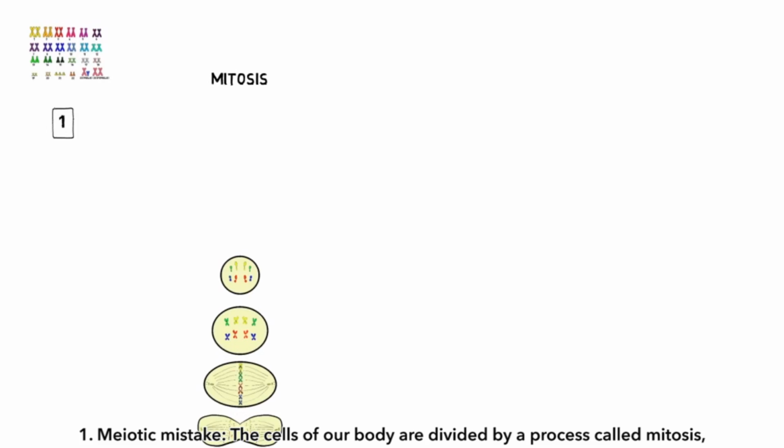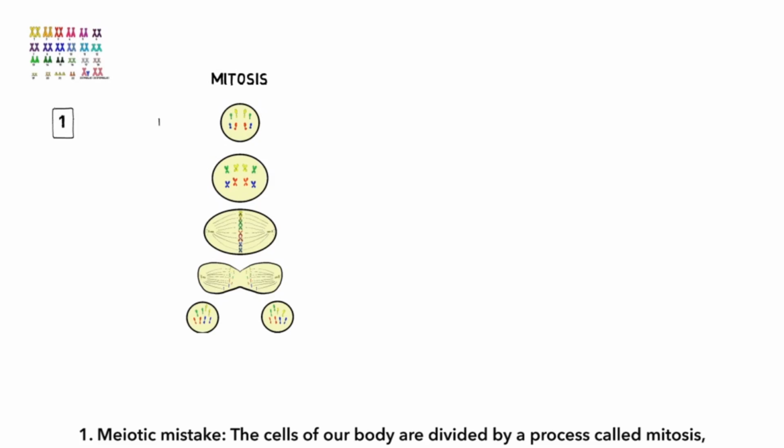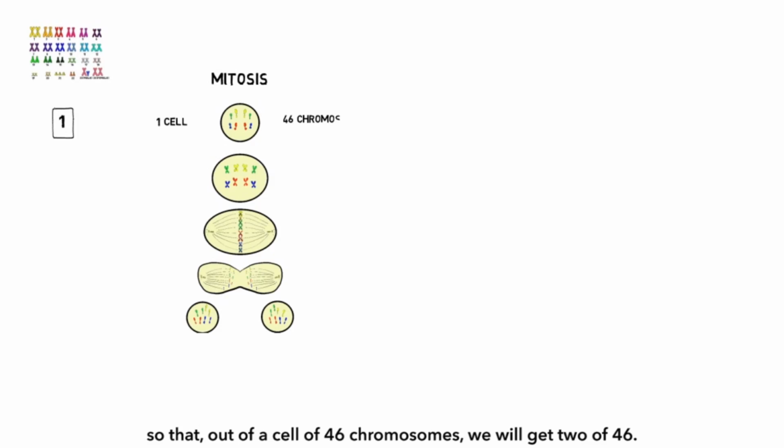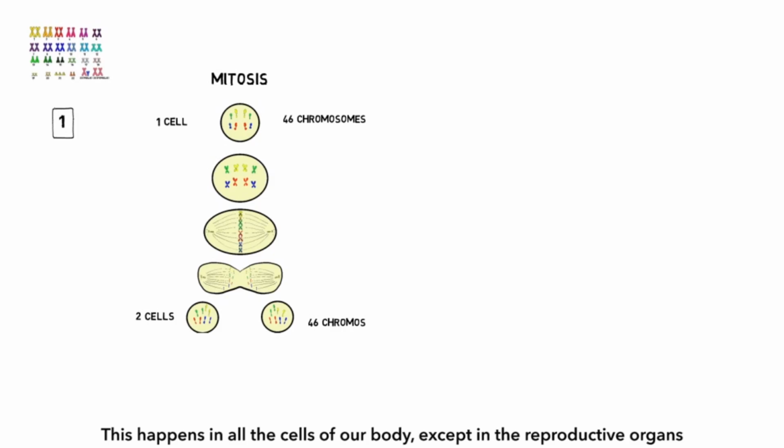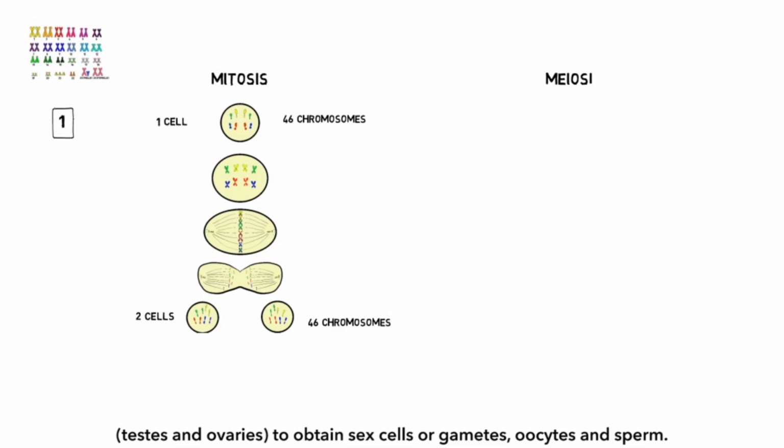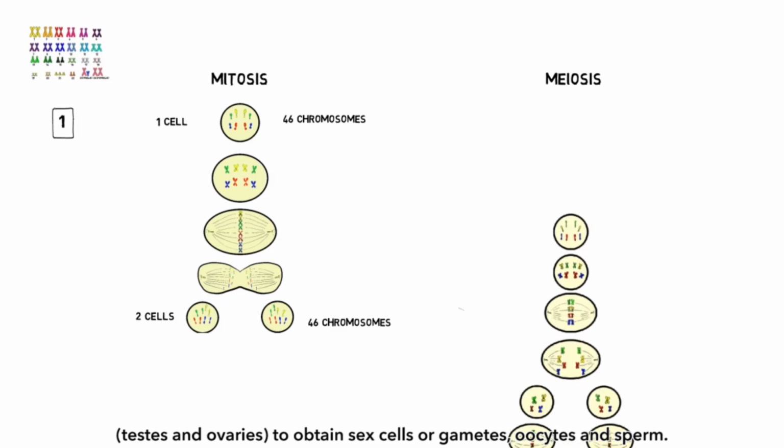The first one is a meiotic mistake. The cells of our body are divided by a process called mitosis, so that out of a cell of 46 chromosomes, we will get 2 of 46. This happens in all the cells of our body, except in the reproductive organs, testes and ovaries, to obtain sex cells or gametes, oocytes and sperm.